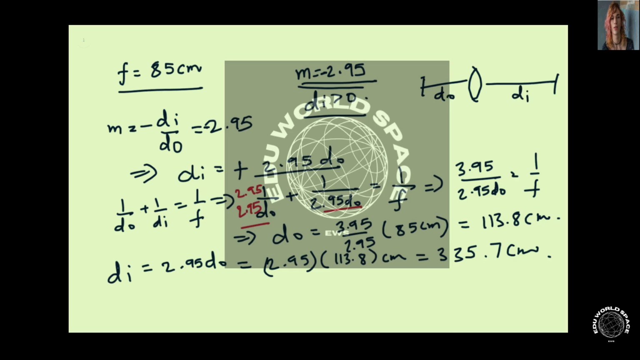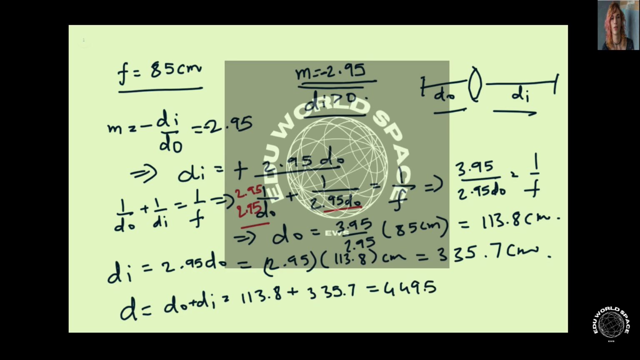So the distance between the image and object is simply the sum of dO and di. So the total distance between the object and the image is simply dO plus di, which is 113.8 centimeters plus 335.7 centimeters, which is 449.5 centimeters. Now, because all of our numbers have only 3 significant digits, I'm sorry, this one has only 2 significant digits. So we round it up to only 2 significant digits, giving us 450 centimeters. This is our answer.